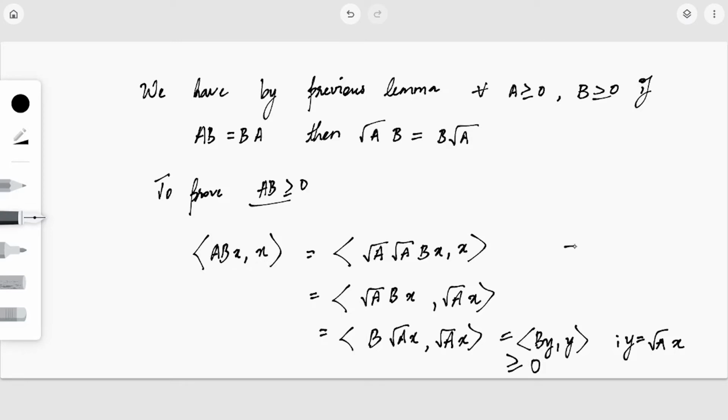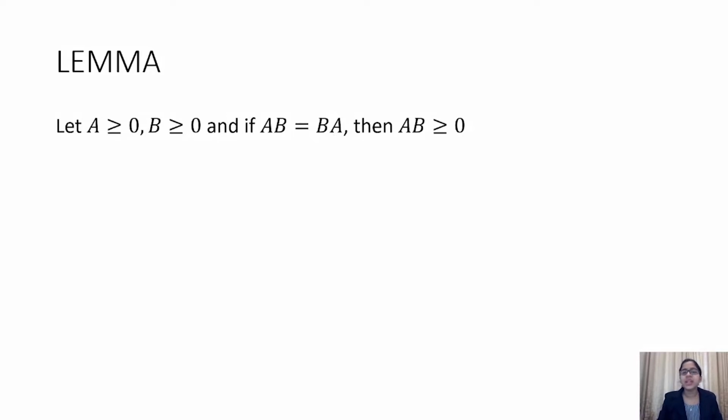So this implies, what do I get? AB will be greater than or equal to 0. That is, AB is non-negative. So we have proved that if A and B are non-negative, and if they commute, then the corresponding product is also non-negative.